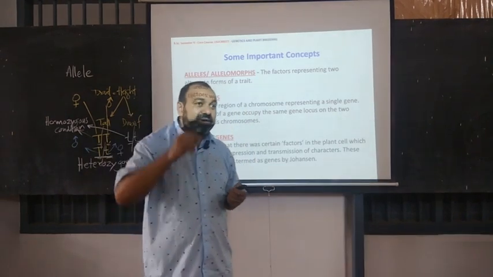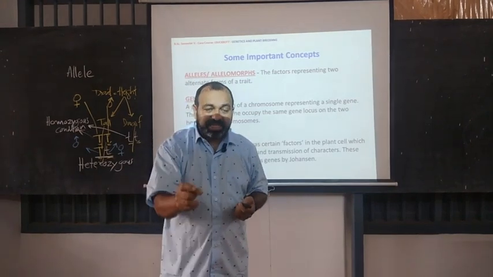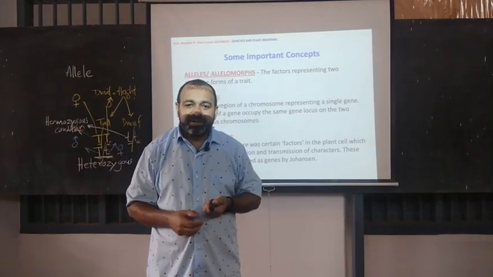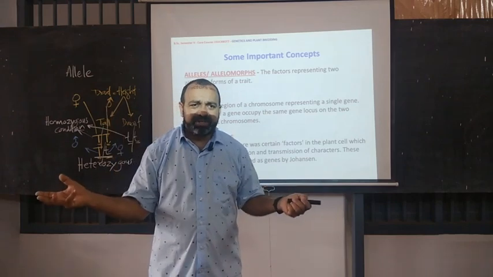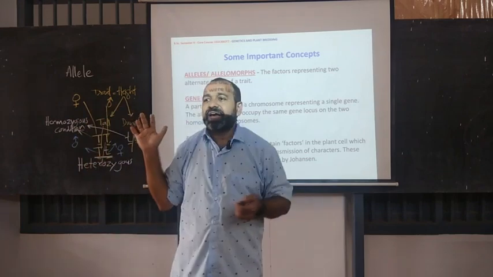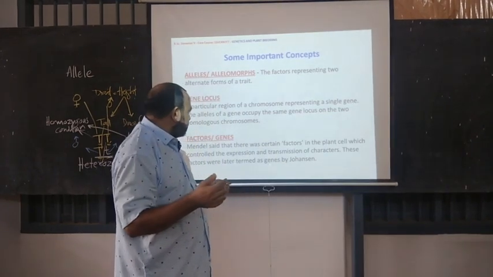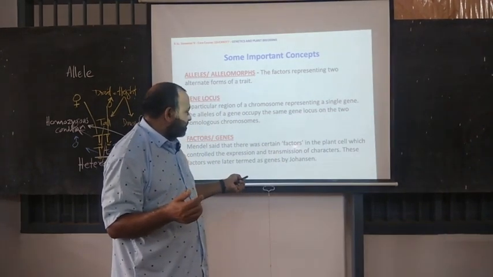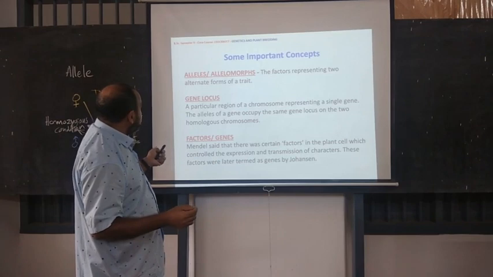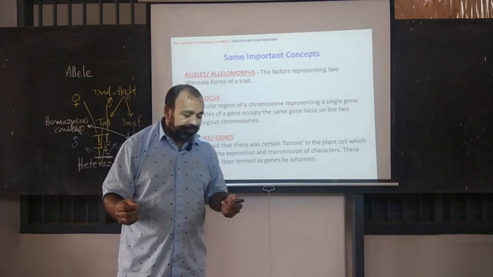He could make out that some factors are present in the organism and these factors are responsible for the expression and transmission of characters. He did not know what is chromosome, what is gene, what is DNA. So he called them factors, and these factors are responsible for characters. That was Mendel's conclusion, and Johansen later termed these factors as genes. These are very important concepts in genetics: alleles, gene locus, and factors or genes. I think it is clear.